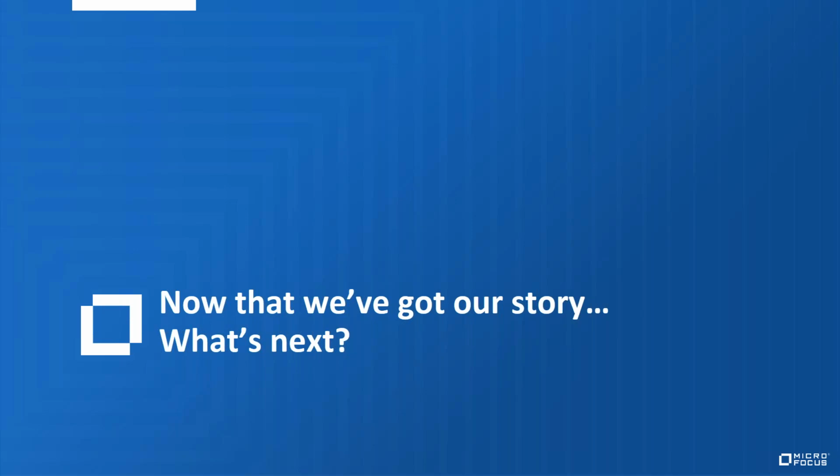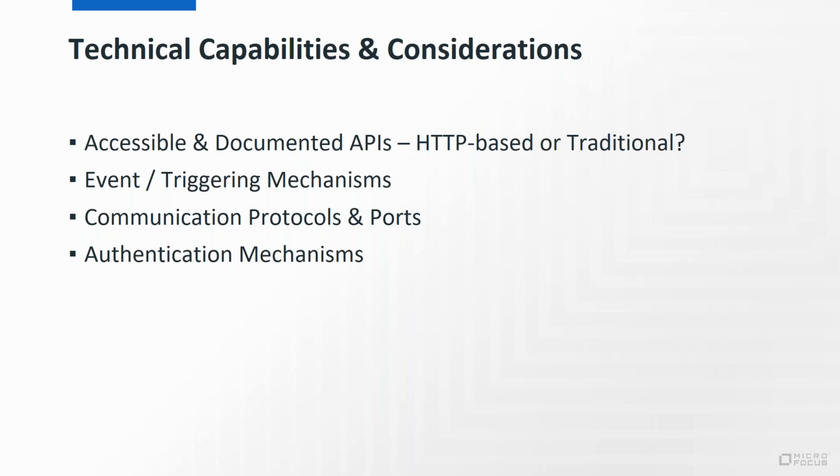So we've got our story. What's next? Technical capabilities and considerations. So now we dive into kind of the meat of the integration. How are we going to actually make this happen? We know what we want. We know when we want it. What are going to be the mechanisms we use? We need to figure out, okay, what APIs do we have able for us to be able to use? If we are looking at SBM, we have all those documented. It's publicly accessible documentation. You're able to see all those.